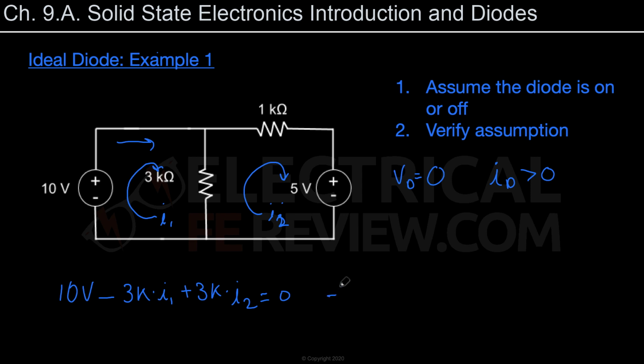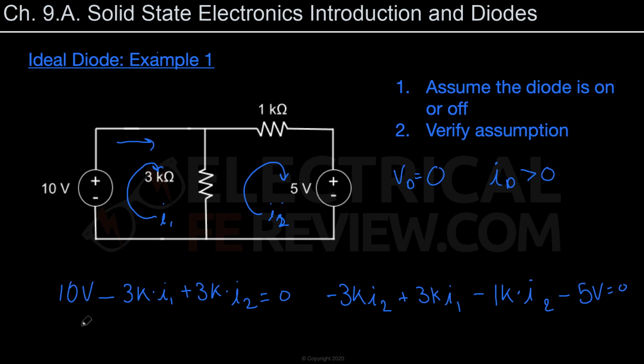Then minus 3k I2 plus 3k I1 minus 1k times I2 minus 5 volts equals 0.